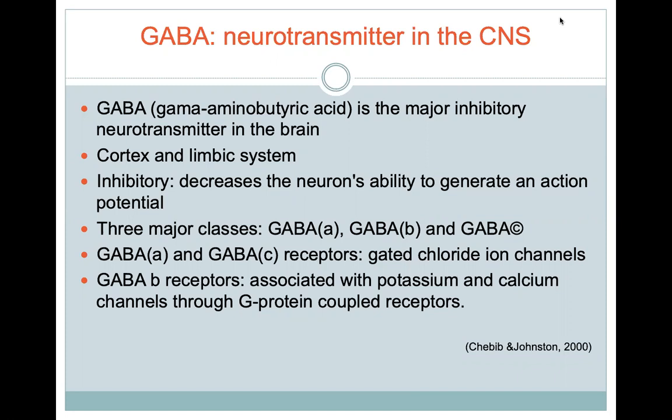GABA influences neurons via a large number of receptor subtypes, which are grouped within three major classes. These are GABA A, GABA B, and GABA C. GABA A and GABA C receptors are linked to GABA-gated chloride ion channels, causing inhibition of neuronal firing. GABA B receptors are associated with potassium and/or calcium channels through G-protein coupled receptors. Most of this presentation, however, will focus on GABA A receptors.